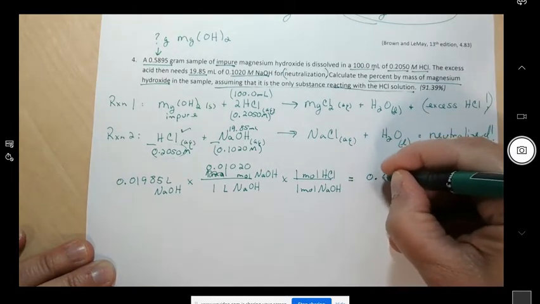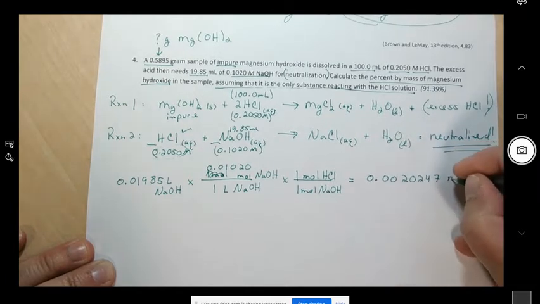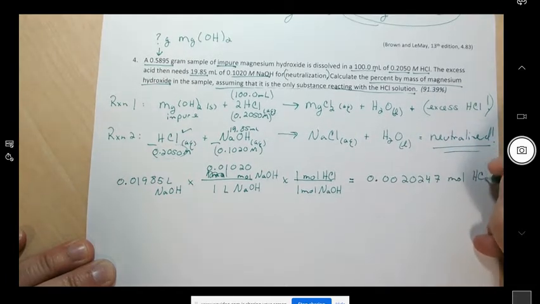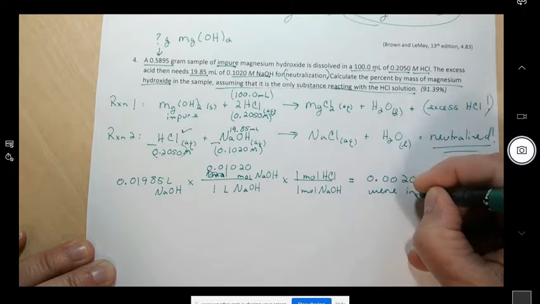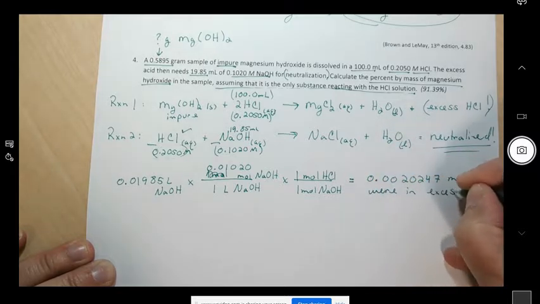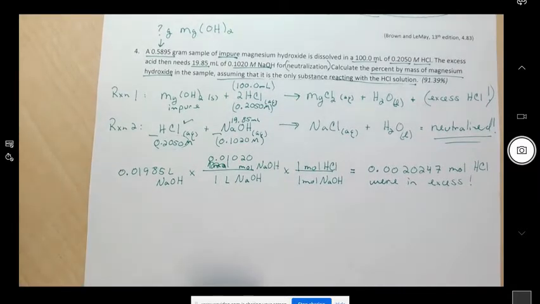I think it's 0.00200247. And that's how many moles of HCl were in excess, which was interesting. So that's one way I'm going to look at it. Again, you could figure out how many milliliters of HCl didn't react, but then you're going to have to go back to moles anyway. So here's what we've got now.